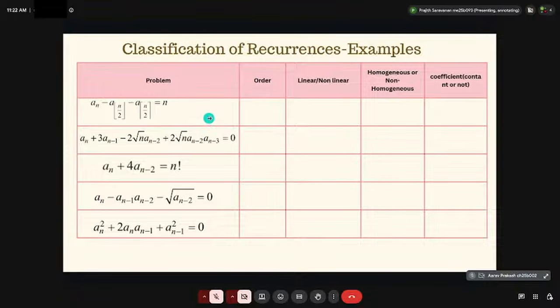Okay, fine. The first one is linear and non-homogeneous, and the order is not defined for the first one. Yes, it's correct. Because there is no clear way of writing n minus something for the fractional part, I mean the floor or ceiling functions, the order is not defined. For the second question, guys, answers for the second question. The second question is not linear because we are having a product over here.